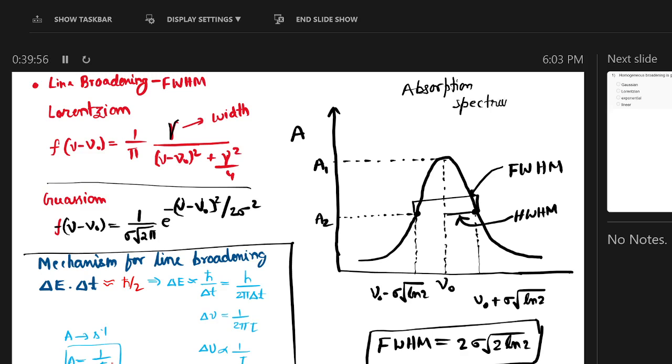Absorption spectrum. So you're getting something like this. This is at nu naught. And at this point you will have the highest absorption intensity, or you can simply say peak intensity. But to represent the width of this spectral broadening, line broadening, we use FWHM, that is called full width at half maximum.